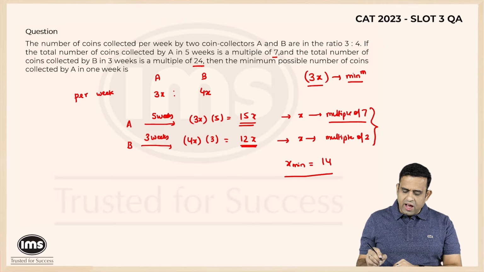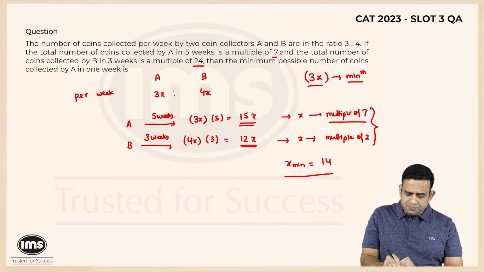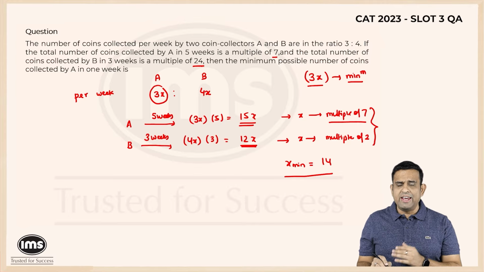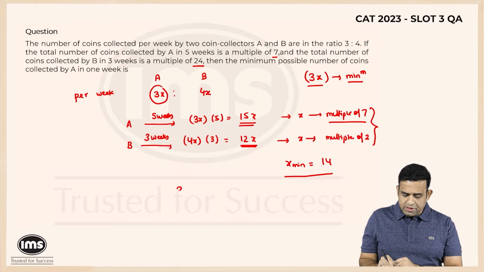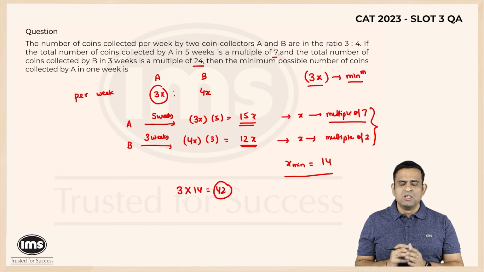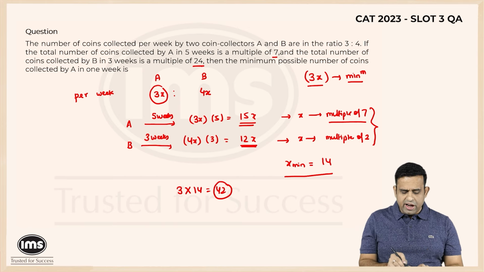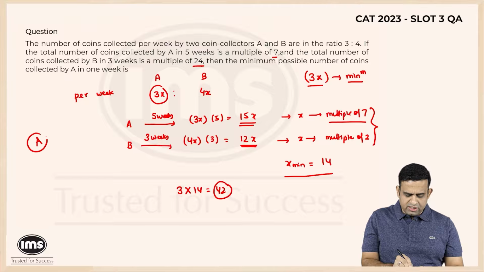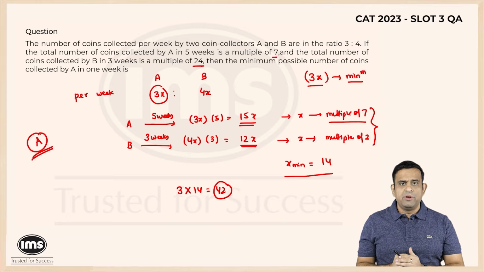So if someone puts the value of x equal to 14, the number of coins collected by A in 1 week will become nothing but minimum 3 into 14, giving you 42. And that is the answer for this particular question. So a very, very simple question, and most likely people should, I would put it as a category question. It should have been attempted in a difficult paper like this.